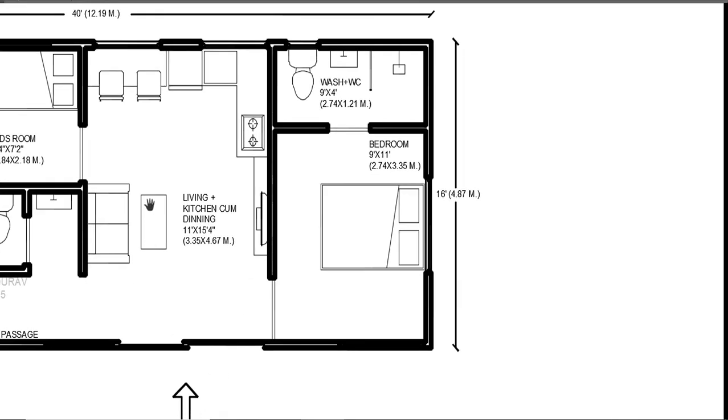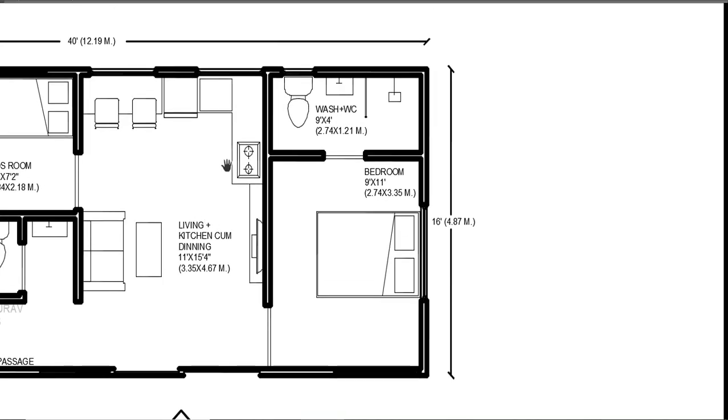So we have living plus kitchen cum dining area. You can see here the sofa arrangement, tea table arrangement, TV unit on the front wall, and we have kitchen cabinet with burner, sink and refrigerator arrangement. Also on the left side we have dining counter with 2 chairs and 2 large size windows for ventilation and light purpose of this area.